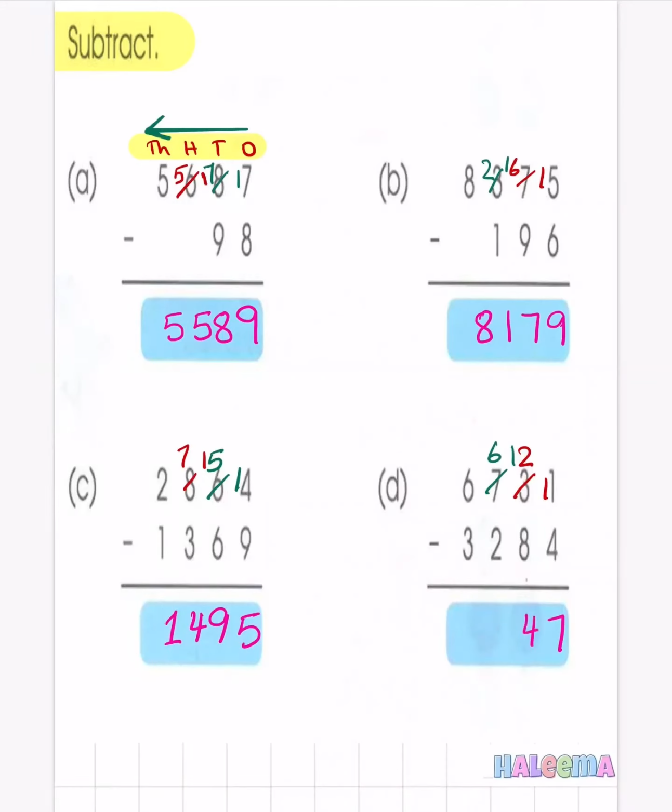6 minus 2 is 4, and 6 minus 3 is 3. That's it. Let's move on to more questions.